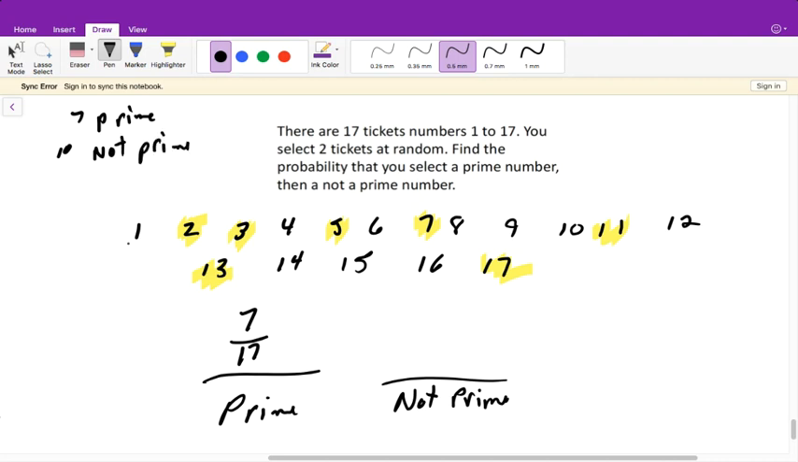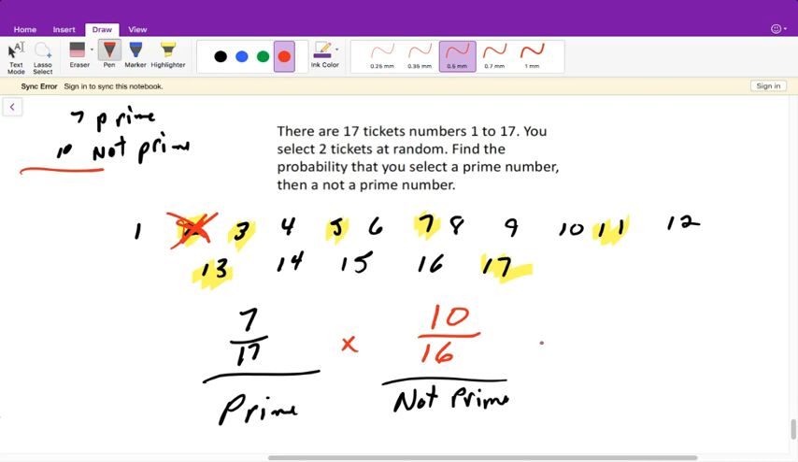Or we can count them. 1, 2, 3, 4, 5, 6, 7, 8, 9, 10. So that means after we select a prime number, let's just say we selected 2, we no longer have 17 total, but we have 16 total tickets now. And now we still have 10 numbers that are not prime because that first number or ticket we selected was prime. It was 2. So we have 10 over 16.